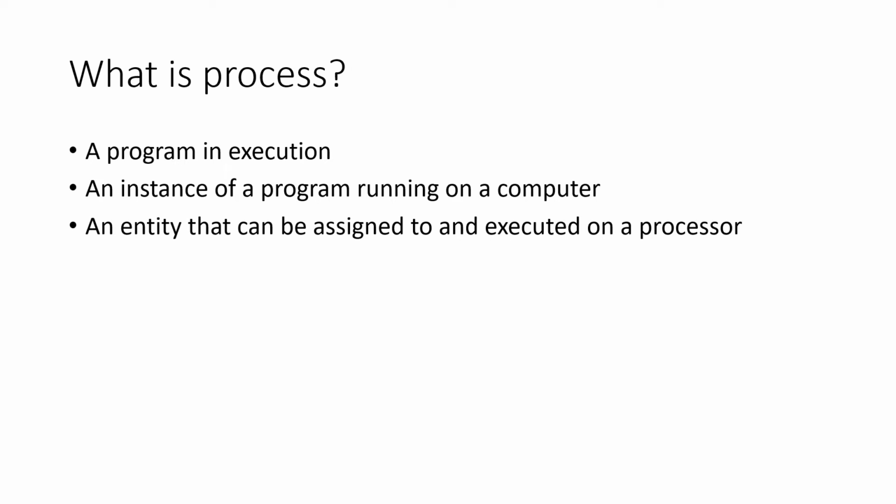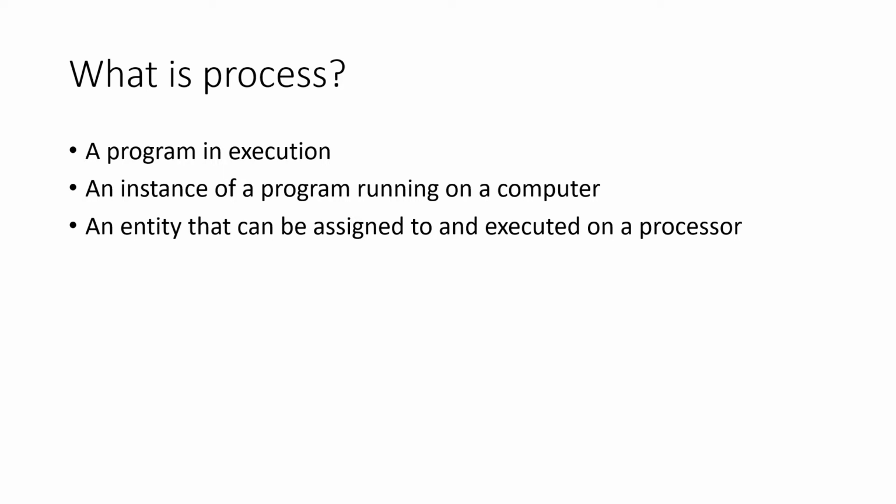The next topic is process description and control. So what is a process? A program in execution is a process. Or we can also say that an instance of a program running on a computer is a process. It can also be defined as an entity that can be assigned to and executed on a processor. Two elements of a process are program code and a set of data associated with the code.